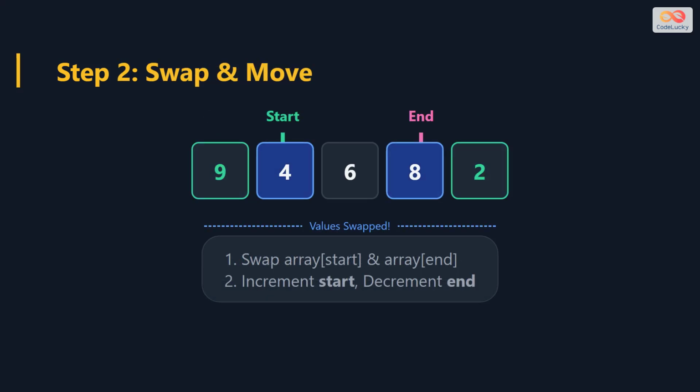Next, we perform the core operation. We swap the value at the start pointer with the value at the end pointer. After swapping, we increment the start pointer by 1 and decrement the end pointer by 1. Now, 9 is at the beginning and 2 is at the end.